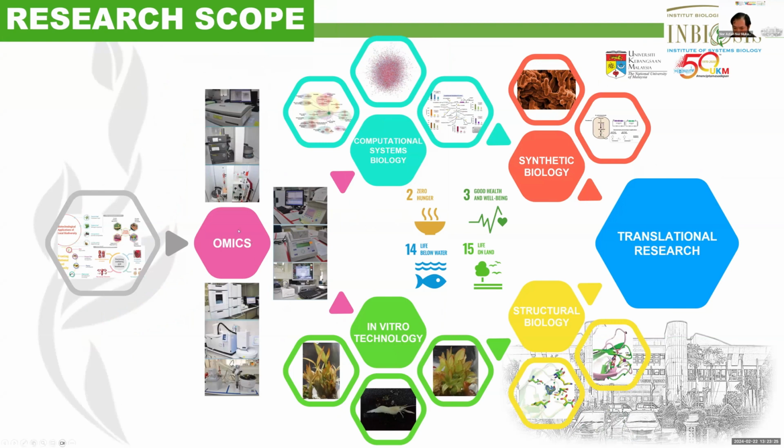So we have omics, the four main omics we can do here. We have genomics platform, transcriptomics platform, proteomics, and metabolomics platforms. And the data sets that we generated from there, we apply either computational systems biology or general classical bioinformatics in order to understand what are the proteins or genes involved. And from that finding, basically we try to go towards translational research.